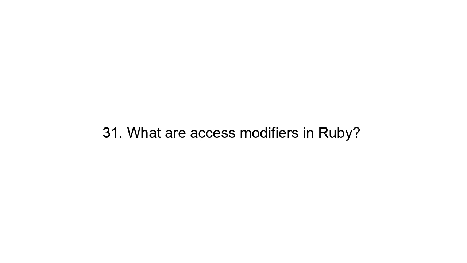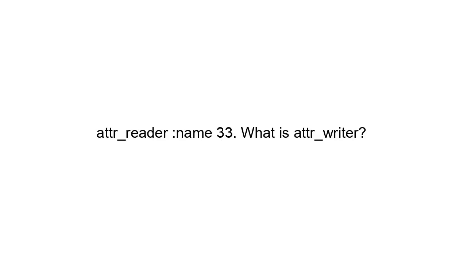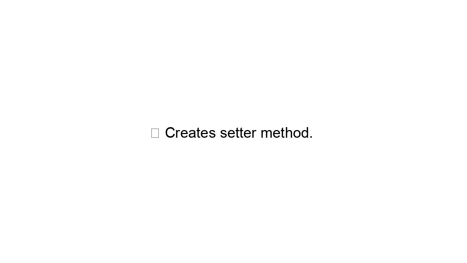31. What are access modifiers in Ruby? Public, private, protected. 32. What is attr_reader? Creates getter method. Example: attr_reader :name. 33. What is attr_writer? Creates setter method.